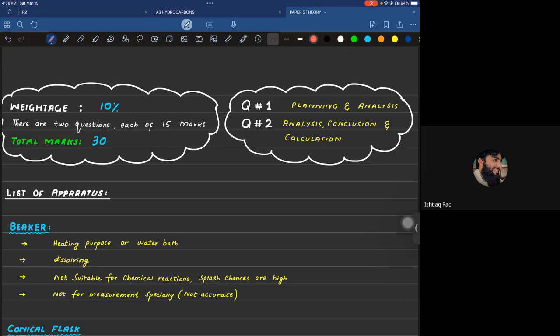But before going to this concept, let me tell you a few important instructions regarding paper 5. Regarding apparatus, we have different apparatus that we would be dealing with in the ATP paper. Of course, these are the same as you did in your IGCSE ATP paper or O levels. Obviously, the lab is the same. The apparatus would be the same. Nothing is changed. So the first one is the beaker.